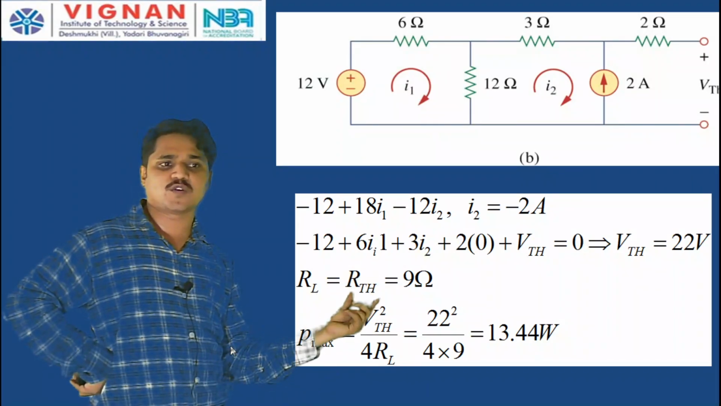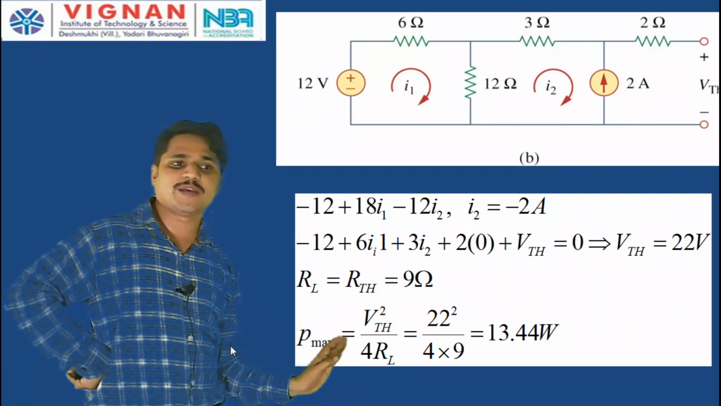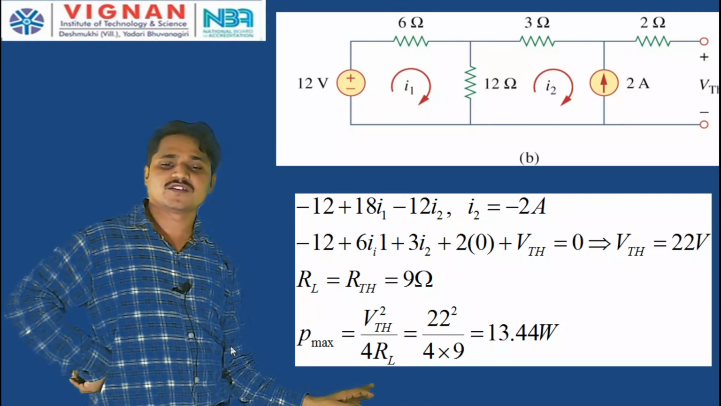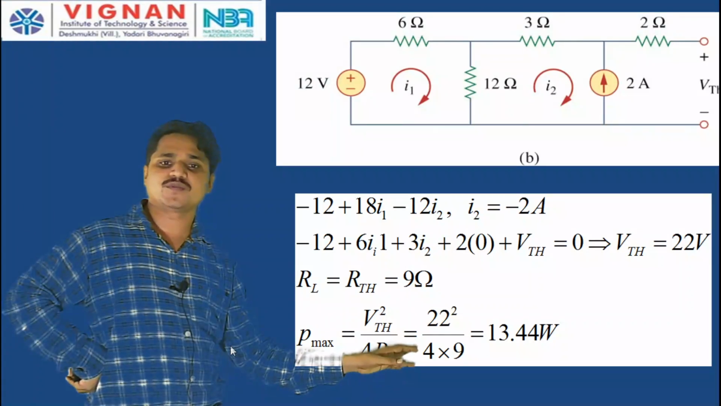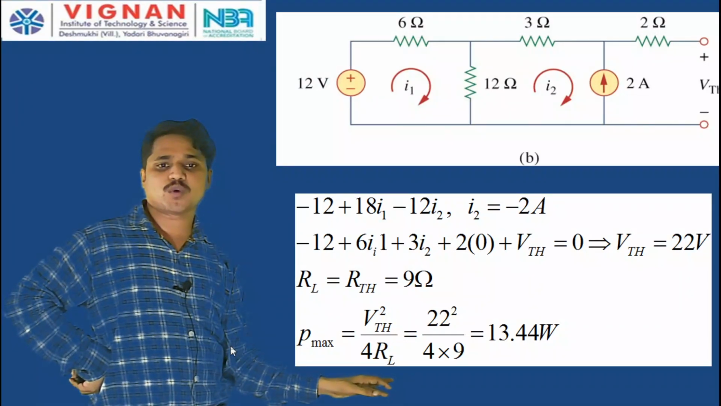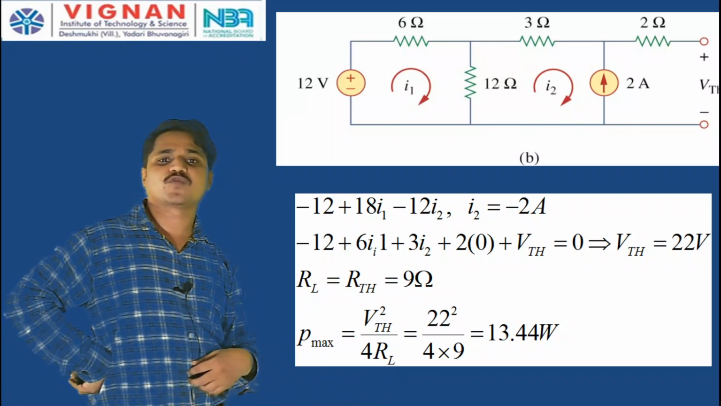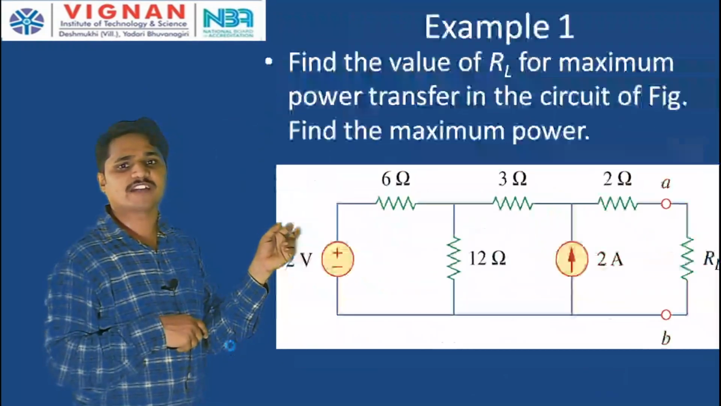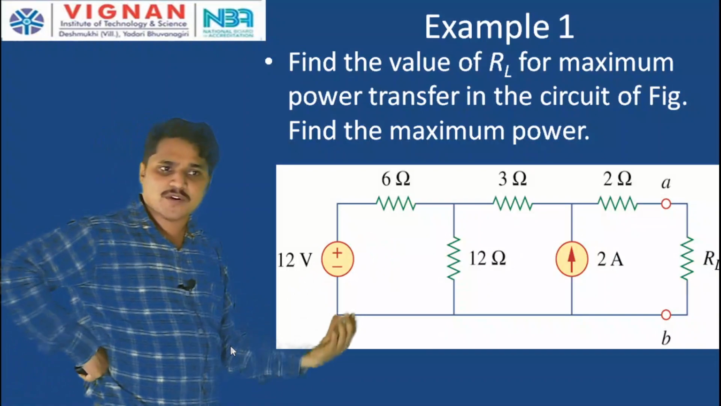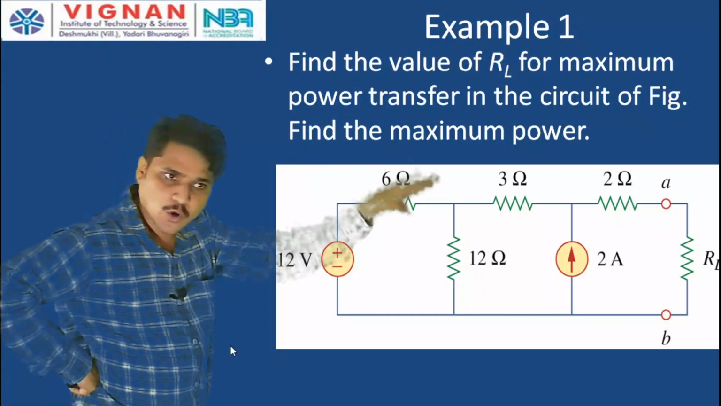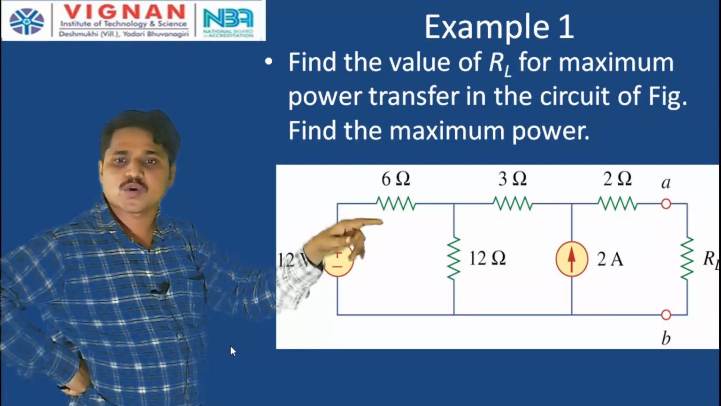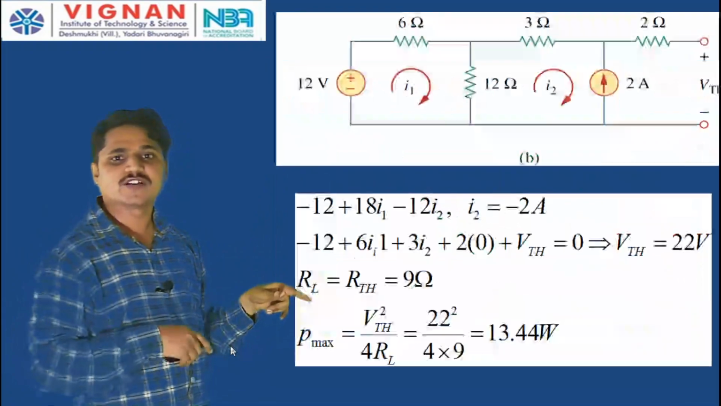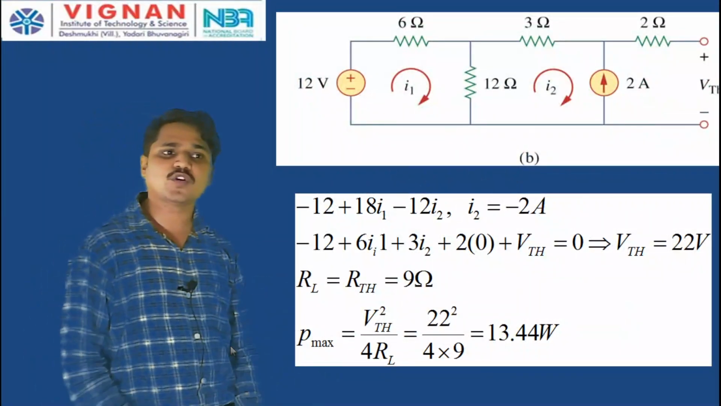Already we got that RL is equal to R Thevenin, that is 9 ohms. So the maximum power transferred is V Thevenin squared by 4 into R Thevenin, that is 22 squared by 4 into 9 ohms, which is 13.44 watts. This is the example problem: the maximum power is transferred from the source to the load when the RL value is equal to the Thevenin resistance, that is 9 ohms, and the maximum power is 13.44 watts.